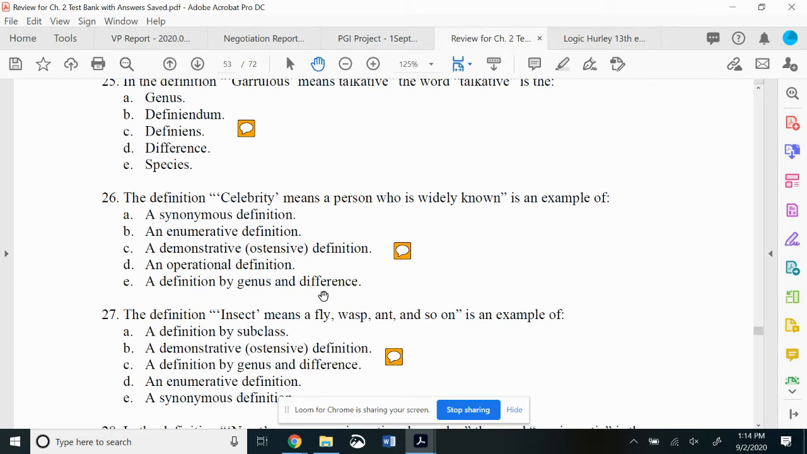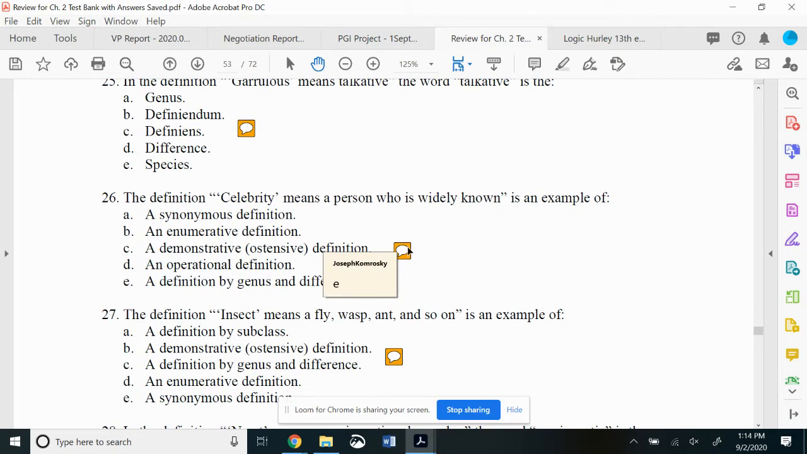The reason I say genus and species, that's how I was taught by Aristotle. That's where this comes from. He's making a distinction about reality using different categories of reality. But what's the difference? Widely known. What's the most general term? The genus, person. What's the most specific? The species, celebrity. So again, this will be the hardest of that whole section 2.4.